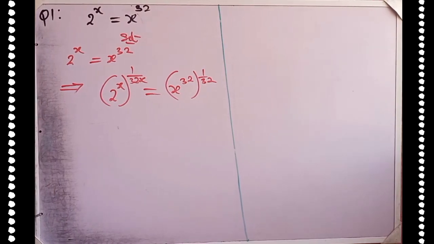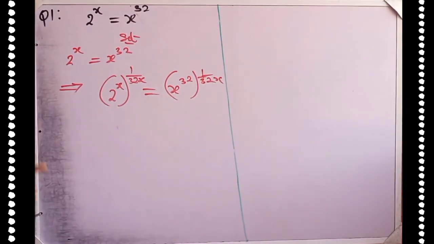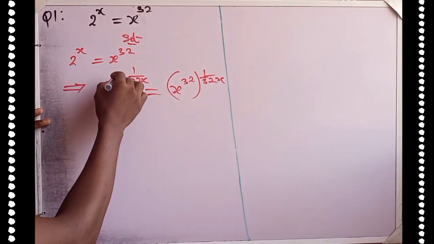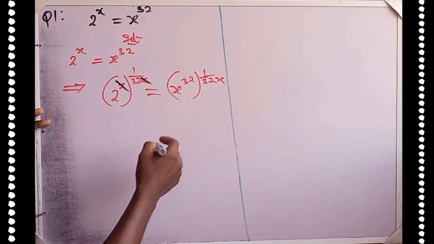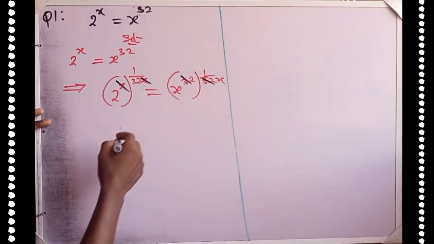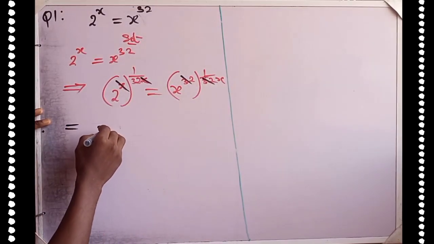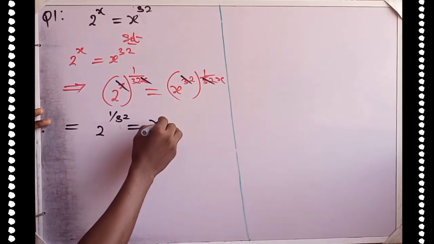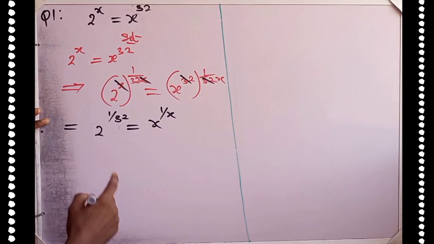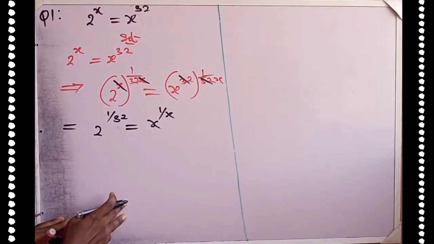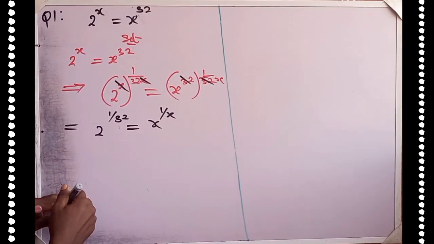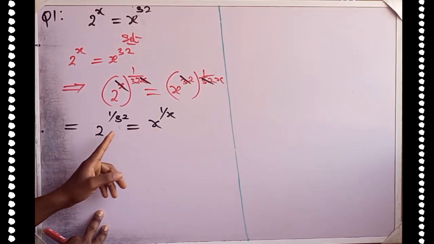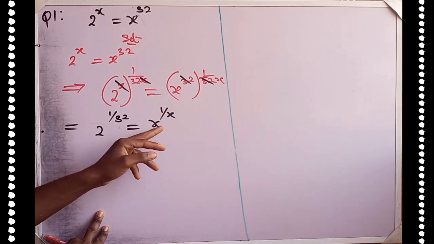Now, why is that necessary? I simply want to cancel out this x power with this x that's here, and this 32 with this 32, so that I will now have 2 to the power of 1 upon 32 being equal to x to the power of 1 upon x. You notice that I have successfully transferred x to one side of the equation. Now, at this point, we cannot say that x is 2. Because if x is 2, what happens to the power here?